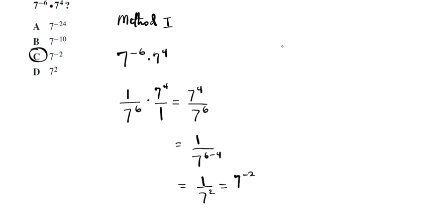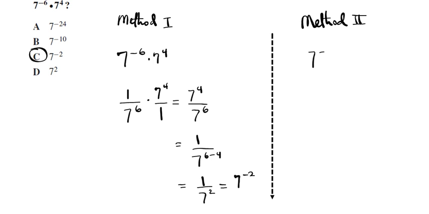Now I'm going to show you another method, method 2, which exploits the product property of exponents. Method 2 is much quicker. We have 7 to the negative 6 times 7 to the 4th. The rule here is whenever you're multiplying exponents of the same base, all you do is add the exponents. So I'm going to have 7 to the negative 6 plus 4.